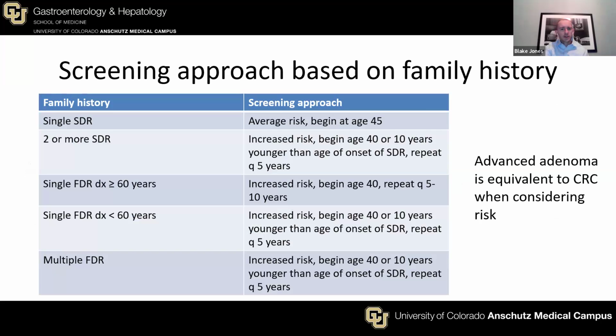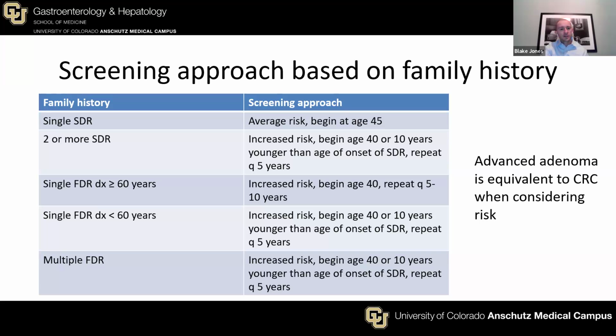So how do we approach these patients with a positive family history? If they have a single second-degree relative, they're average risk, and they should just be enrolled in any screening program at age 45 and continue in that screening program. That can be non-invasive testing, colonoscopy, whatever they prefer. If they have 2 or more second-degree relatives, they are at increased risk. They should begin at age 40 or 10 years prior to the youngest age of onset in their relatives, and then repeat every 5 years.